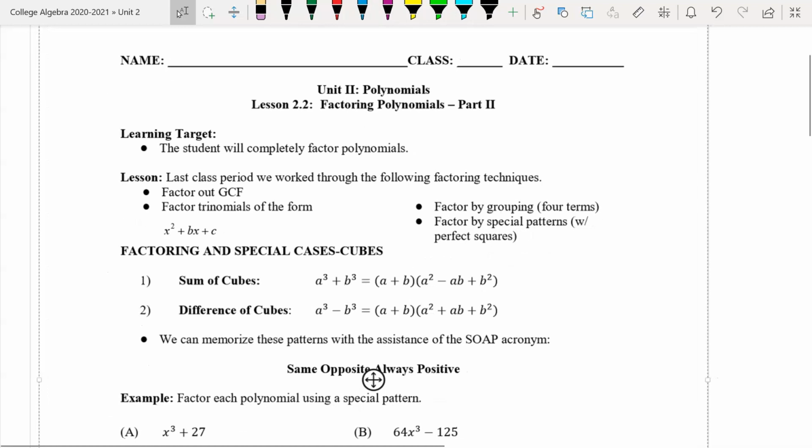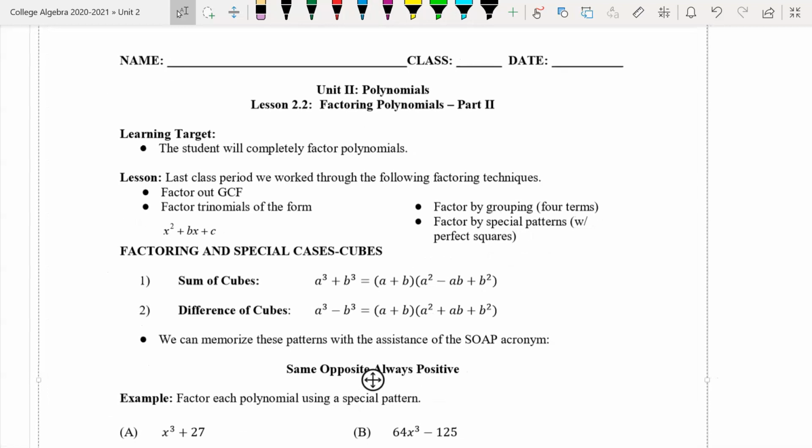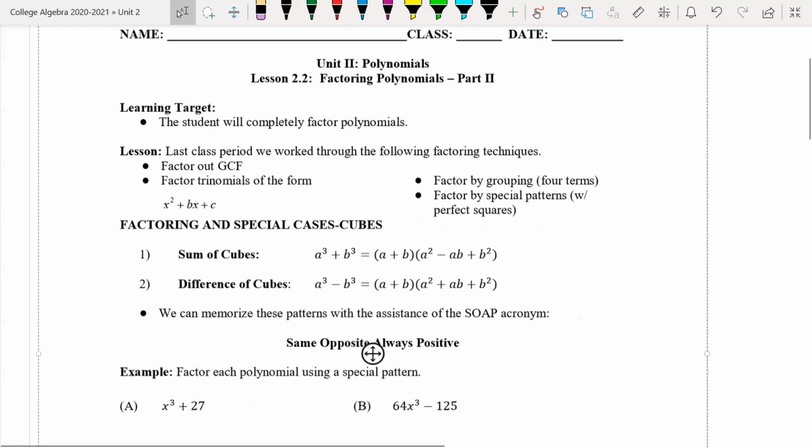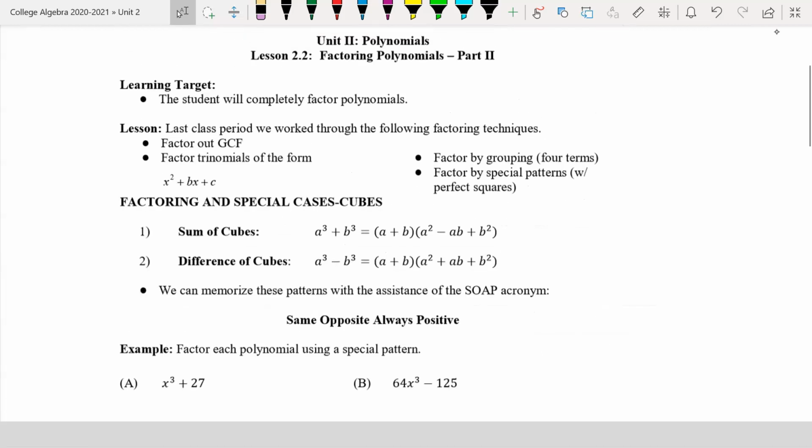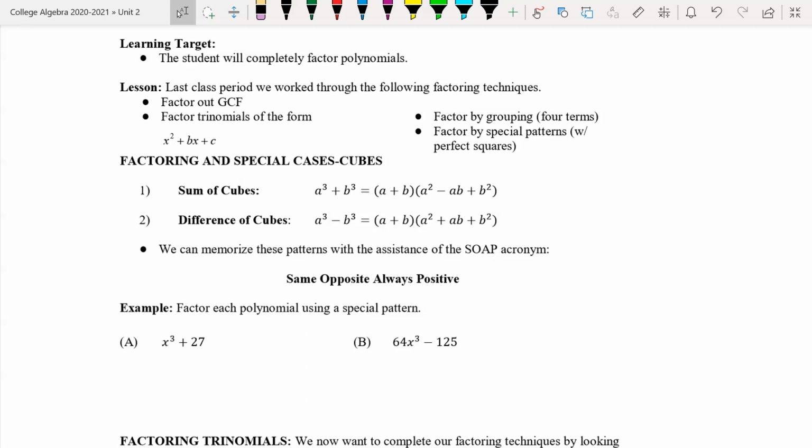So we're going to do factoring part two. Last class we talked about factoring on GCF, factoring trinomials of the form x squared plus bx plus c, factor by grouping, and factor with special patterns. So now some more special cases. We're going to talk about special cases of cubes.